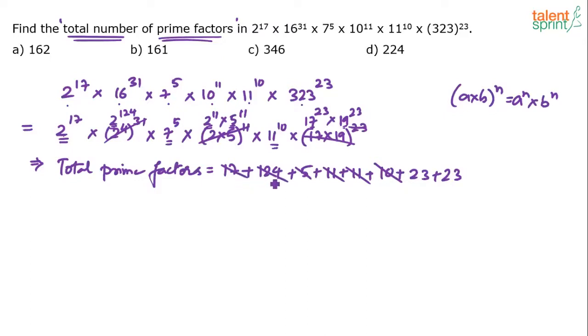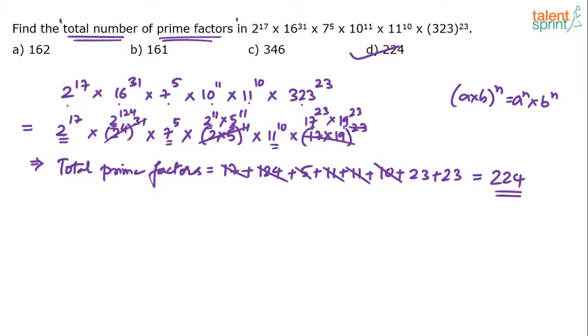Okay, hold on. Let me just check the sum again. 17 and 124, right? 141, 146, 157. Oh, sorry, this is 168. 168, 178, 178 and 23 is 201 and 23 is 224. Yes, so 224 is the sum. Option D is the answer. Okay, 224 is the final answer.